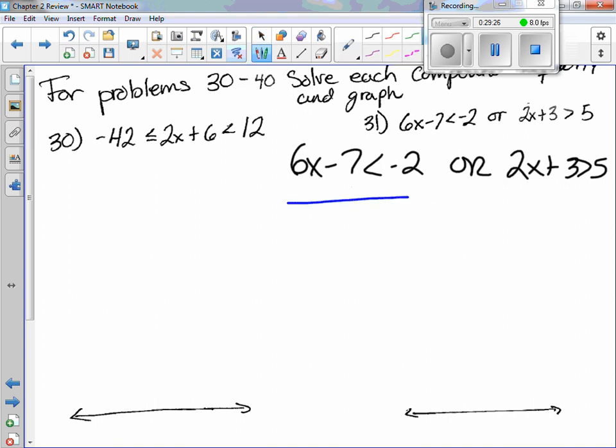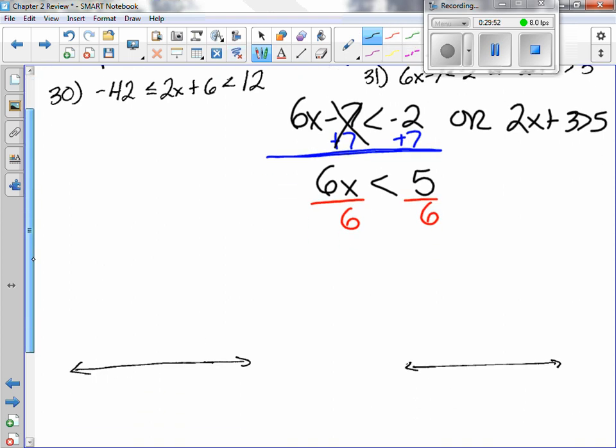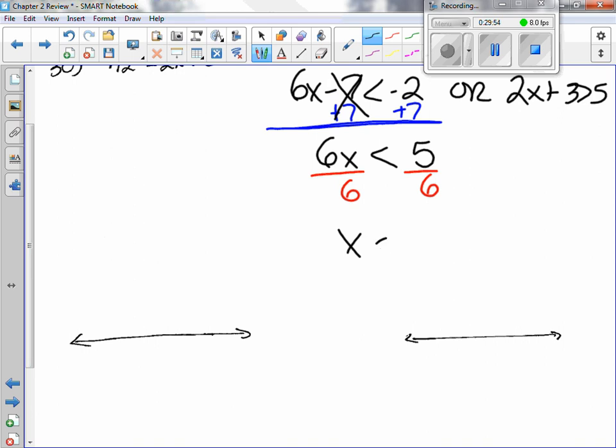So what we need to do first is we need to get the value of x by itself. So I would add 7 to both sides. Because when I add 7 to both sides, well, -7 plus 7 would give me 0. So I'd have 6x is less than -2 plus 7, which would give me 5. Now at this point here, to get the value of x by itself, I would divide both sides by 6. And when I divide both sides by 6, I get x is less than 5/6. So we're halfway done. I've solved for one of them.